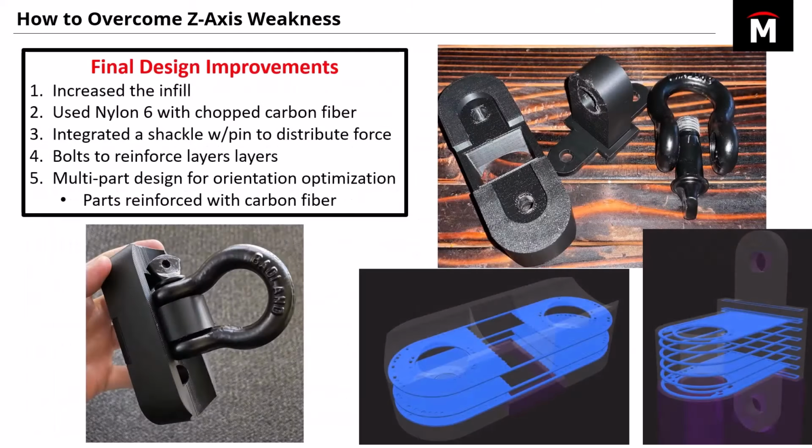I beefed up all the little parts of it just to start, and I increased the infill, and then I printed it out of nylon 6 with chopped carbon fiber. And then on the design side, I added this metal shackle that has a pin that sort of press fits into the part. And the pin did a really good job of distributing the force across the layers. And then the fact that it was such a tight fit means the part won't have to warp around the shape of the pin. And that'll make more sense once we go through the experiments for this.